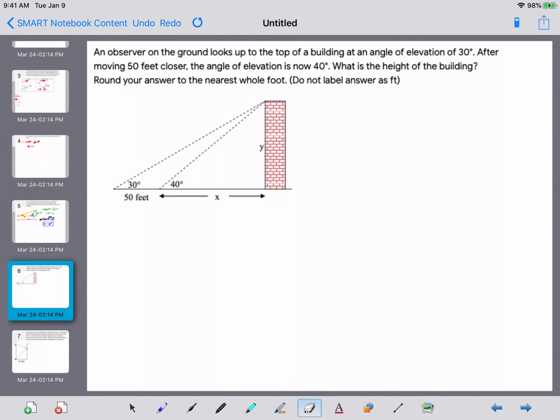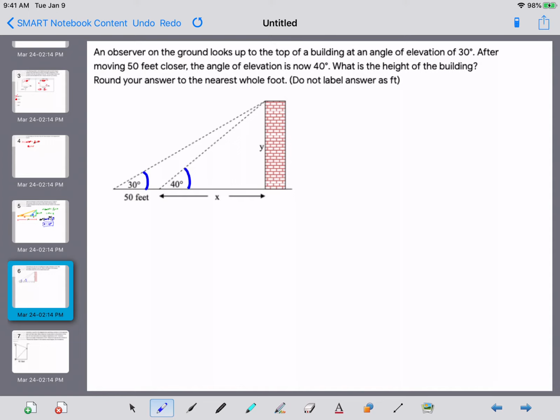All right. Now the last two, these were definitely the trickiest. I think this one right here is probably the hardest out of all of these. So let's look at it. An observer on the ground looks up to the top of a building at an angle of elevation of 30 degrees. So, oops, that's this angle right here. After moving 50 feet closer, the angle of elevation is now 40 degrees. What is the height of the building? Round your answer to the nearest whole foot. And again, do not label the answer as feet.